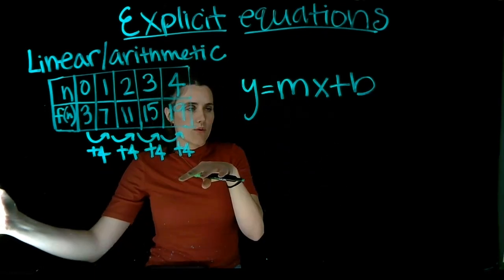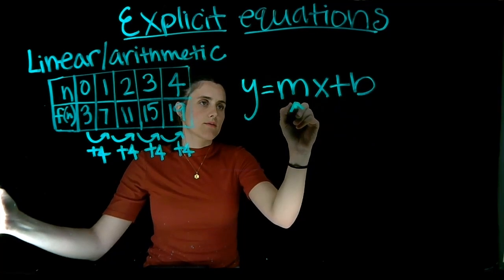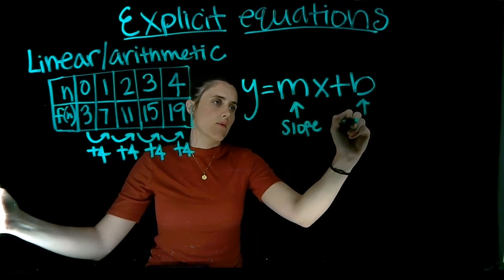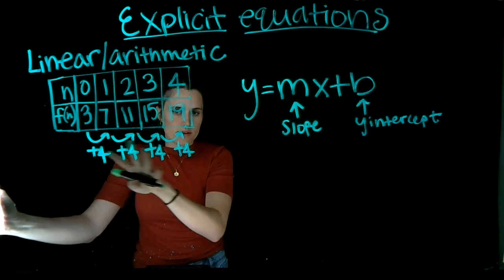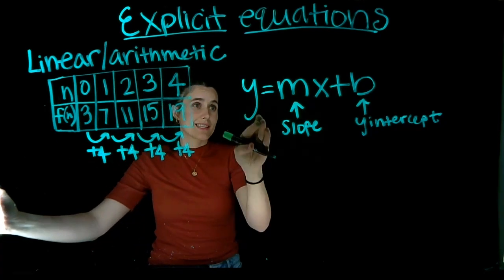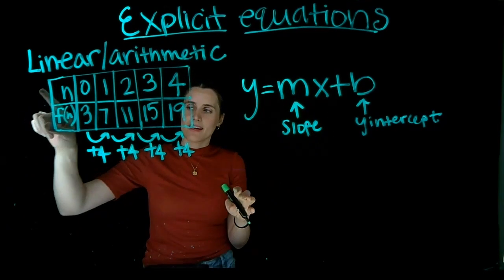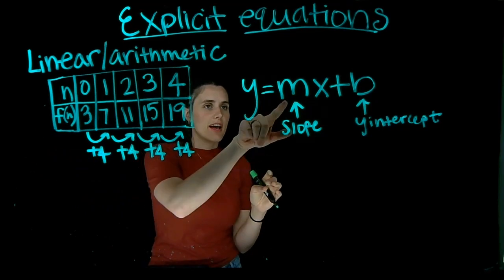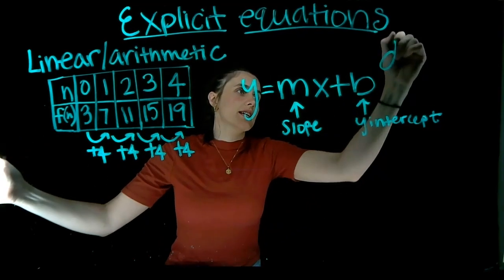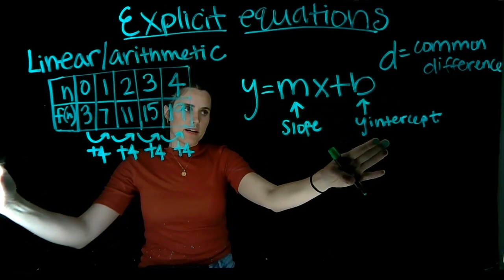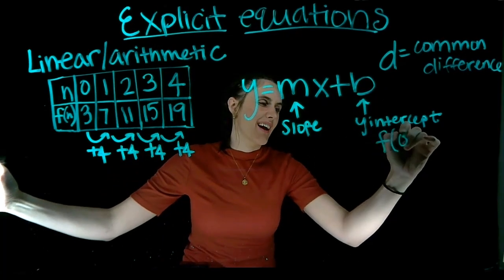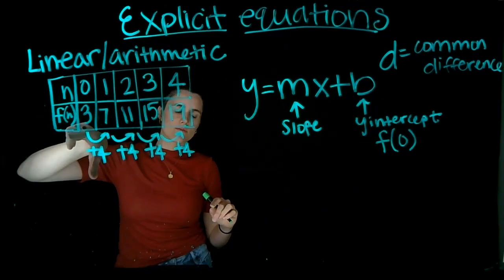Think back to what m and b mean, right? This was our slope and this was our y-intercept. When we write an explicit equation for an arithmetic sequence or table, we're just going to replace y and x with n and f of n, and then we're going to change m, which is our slope, to d, which, if you remember, was our common difference. And we already know what our y-intercept is. We can also call this f of 0. When n is 0, we get our y-intercept there.